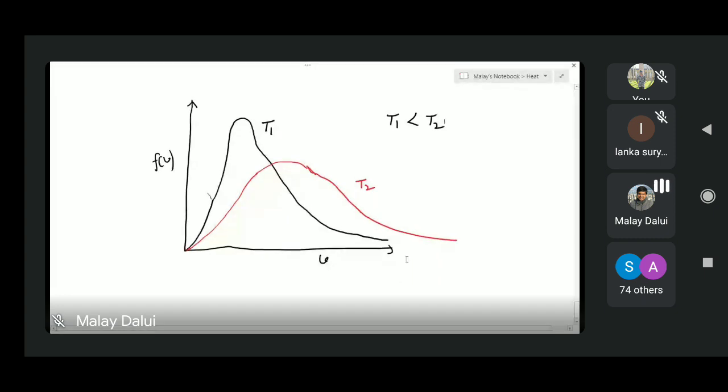So basically, with increasing temperature, the distribution gets broader. That means the maxima occur at higher values of v. More molecules are having high velocity. That you can sort of anticipate.